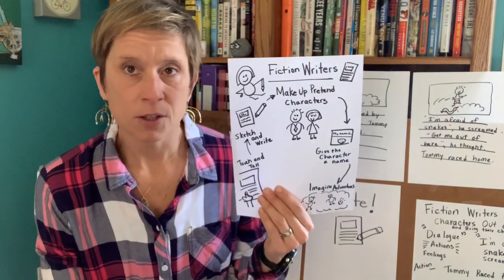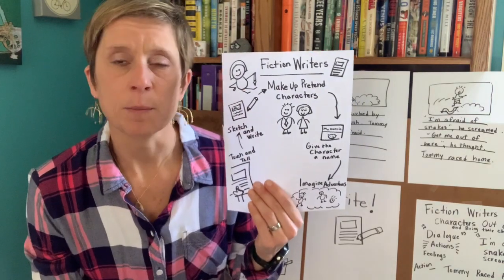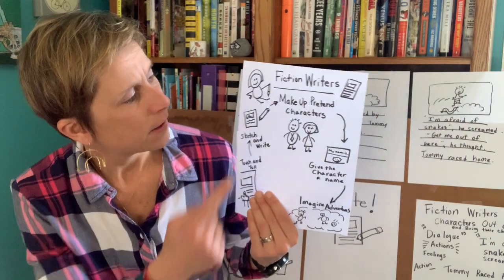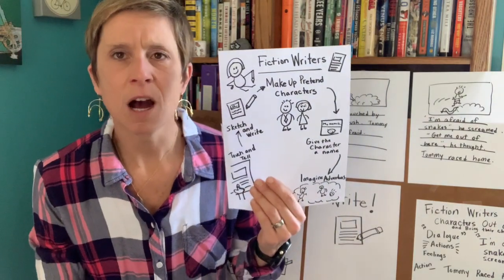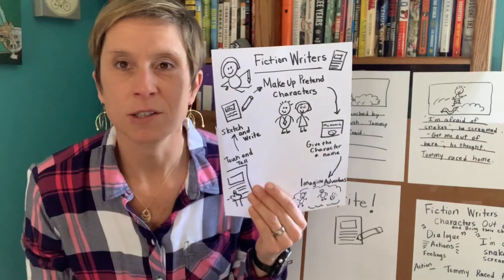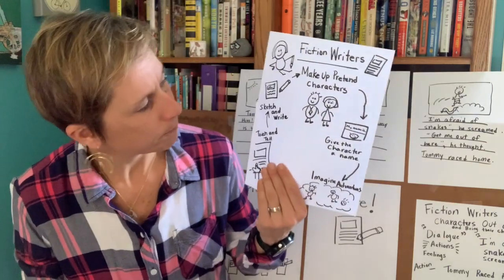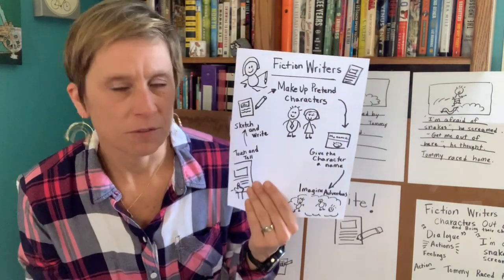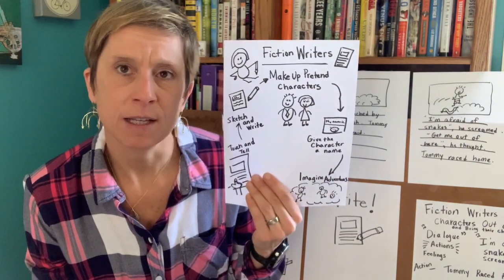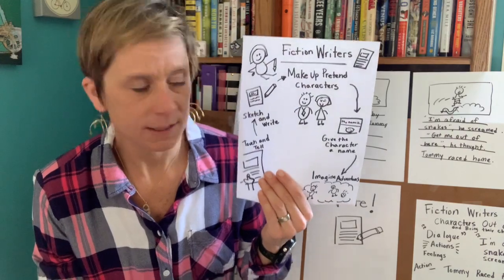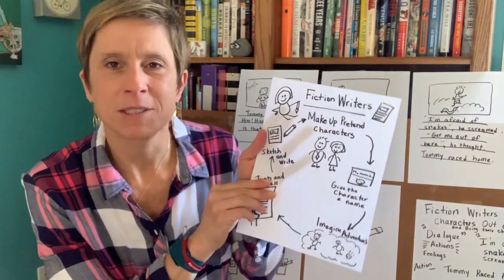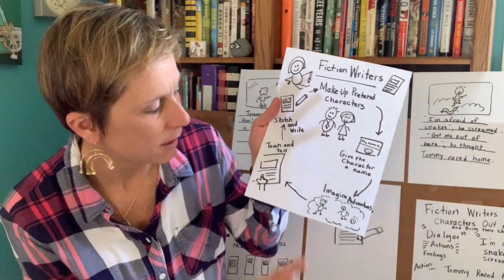All right, here goes. Let's follow the steps and see if I can come up with my first fiction story. All right, I'm going to make up pretend characters. Okay, in my brain, I've thought of a character. I've thought of a boy named Tommy. I've already gone ahead and I've given the character a name. My character is a boy. His name is Tommy.